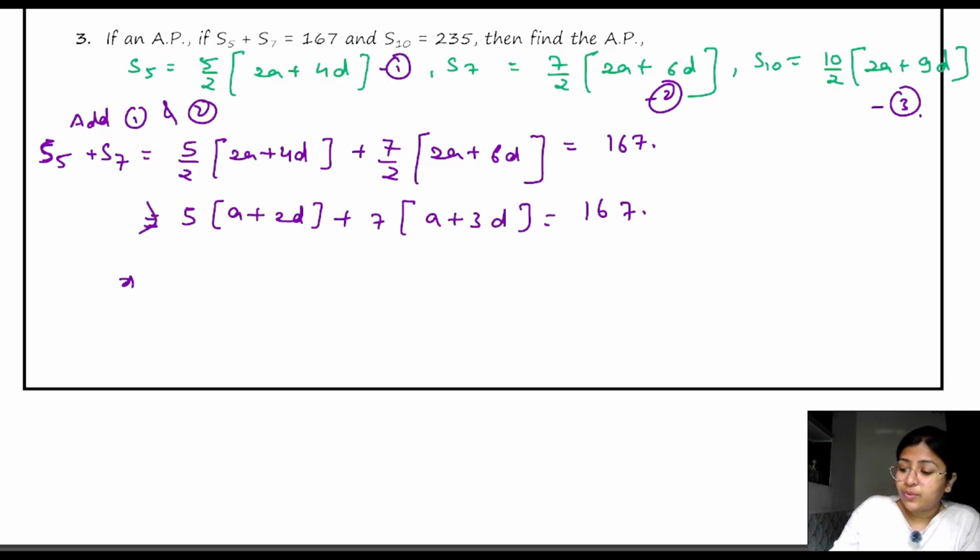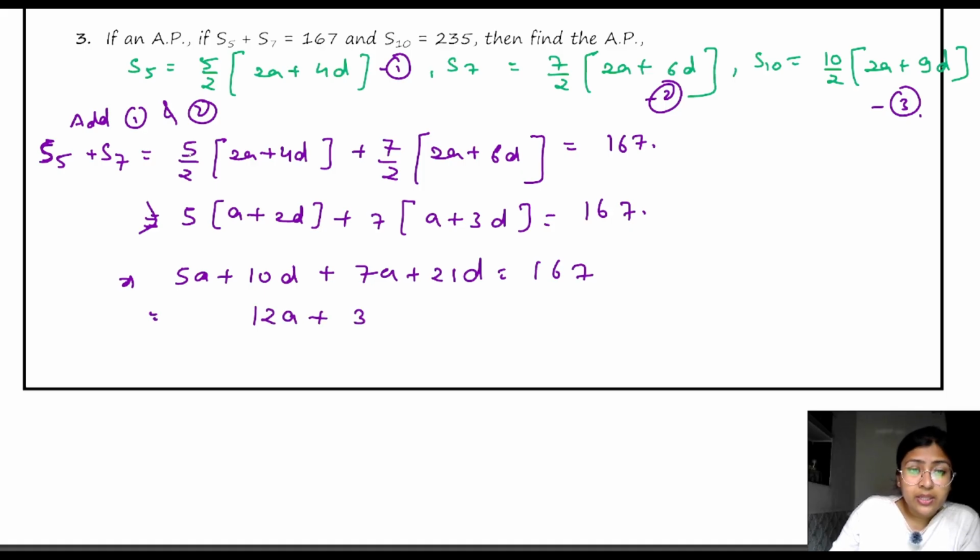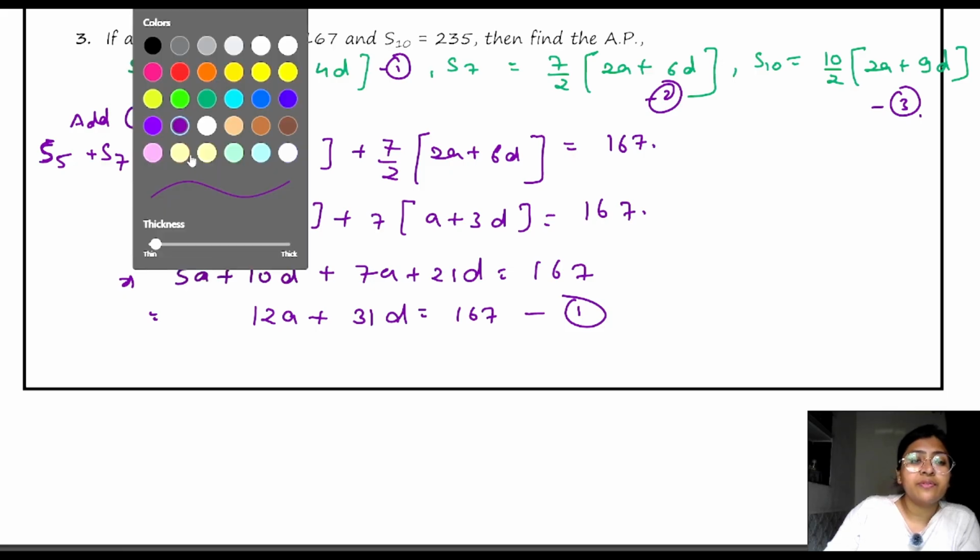Yes, simplify it more. So it will be 5a plus 10d plus 7a plus 21d is equal to 167. How many a do we have? Yes, 12a plus 31d is equal to 167. This is the first relation we have. Very good. This is the fourth relation we have.